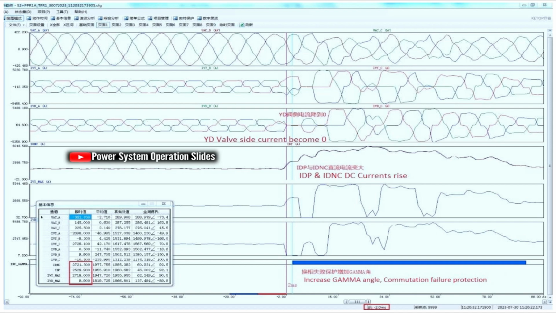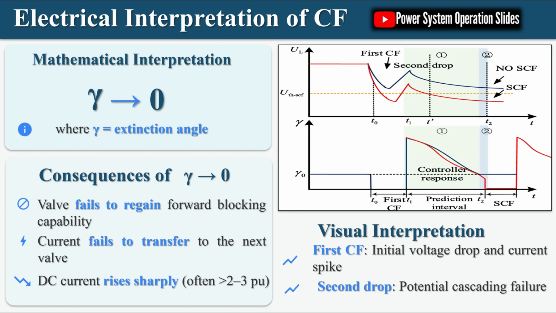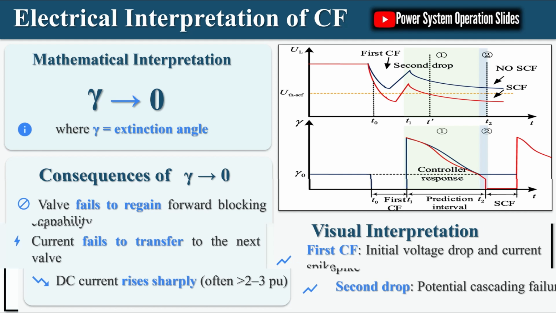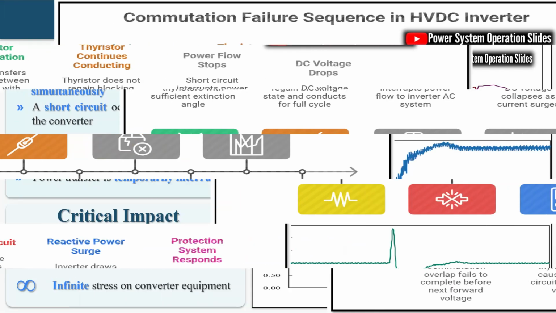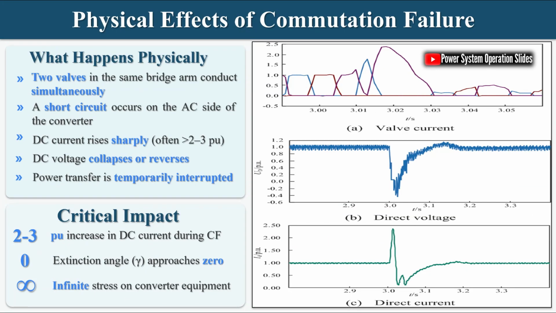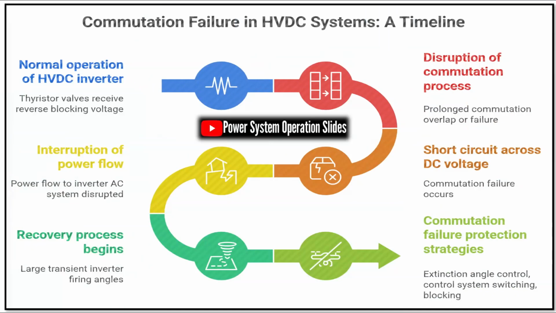In LCC HVDC systems, commutation refers to the process of current transfer from one valve to the next using the AC system voltage. This process, known as natural commutation, requires each valve to turn on at the commanded firing angle, alpha, and turn off naturally when the current transfers to the next valve during the overlap interval, mu. Successful commutation depends on three critical factors: sufficient AC voltage magnitude, correct phase relationship, and adequate extinction angle, gamma, margin. Commutation failure occurs when the extinction angle approaches zero, gamma zero, meaning the valve does not regain forward blocking capability.